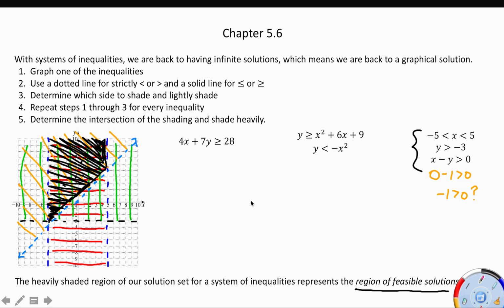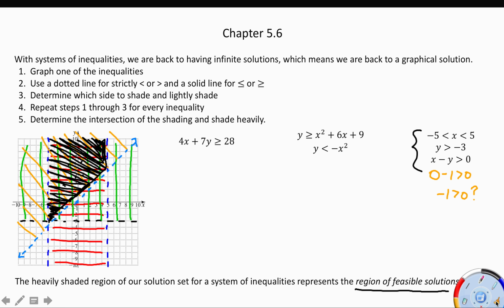However, usually we don't just want any solution that's possible. We want our optimum solution, the best solution, right? Depending on what our equation is dealing with. If it's dealing with profit, we want the maximum solution. If it's dealing with cost, we want the minimum solution.